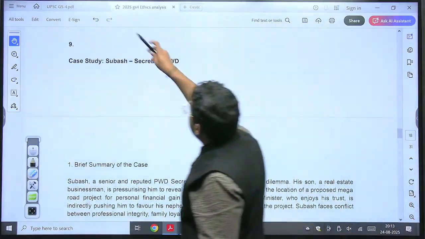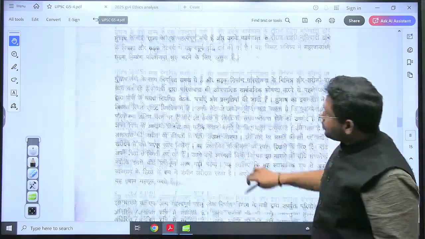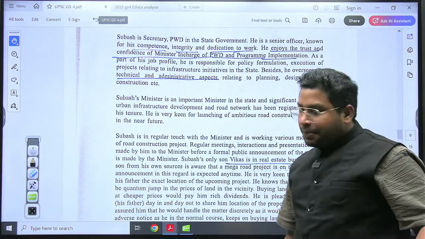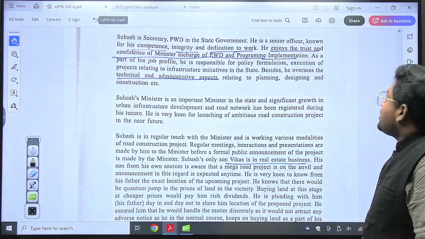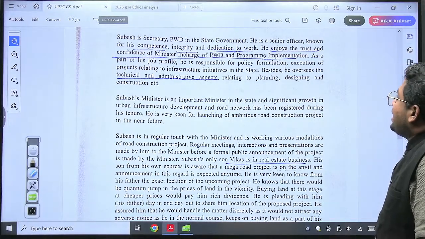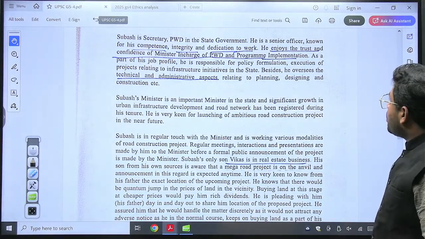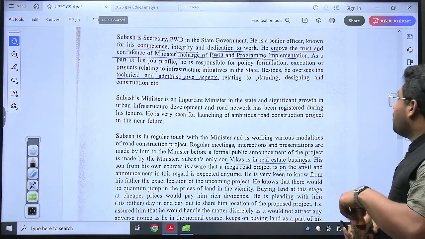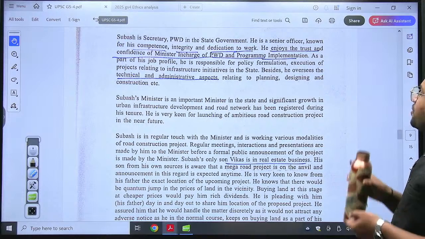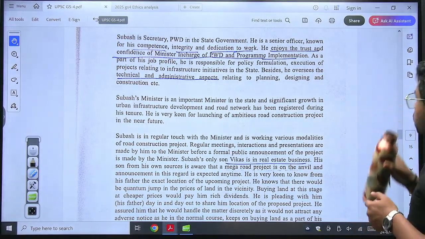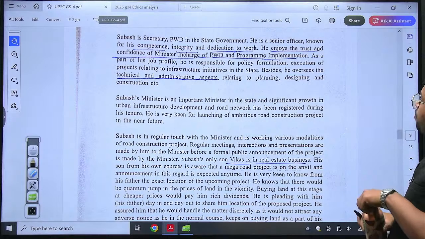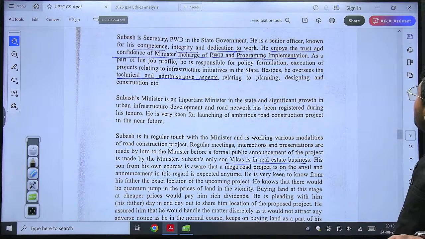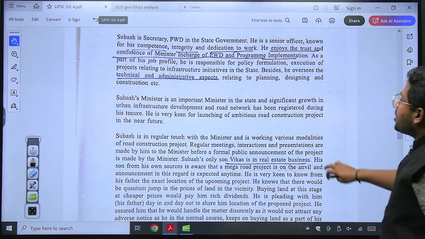Next, case study number 9. Subhash is Secretary PWD in the state government. He is a senior officer known for his competence, integrity, dedication to work. He enjoys the trust and confidence of the Minister in charge of PWD and program implementation. As a part of his job profile, he is responsible for policy formulation and execution of projects relating to infrastructure initiatives. He oversees technical and administrative aspects.